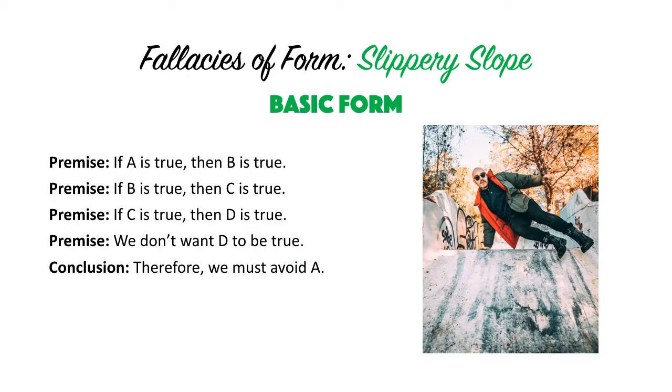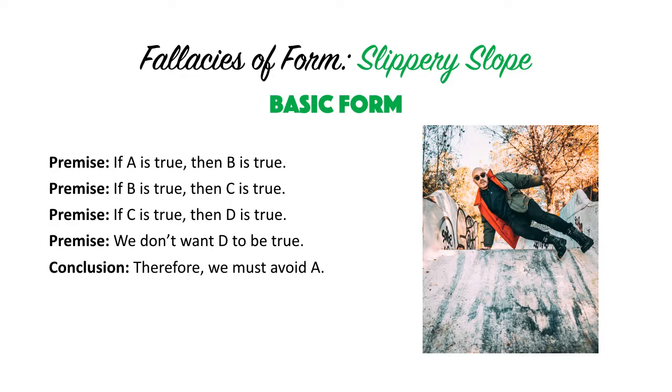The form of the slippery slope argument looks something like this. Premise: if A is true, then B is true. Premise: if B is true, then C is true. Premise: if C is true, then D is true. And so on. Premise: we don't want D to be true. Conclusion: therefore, we must avoid A.